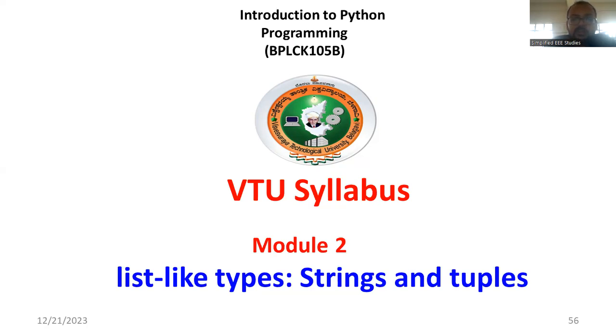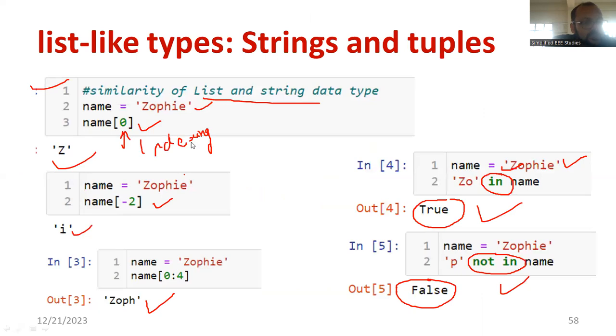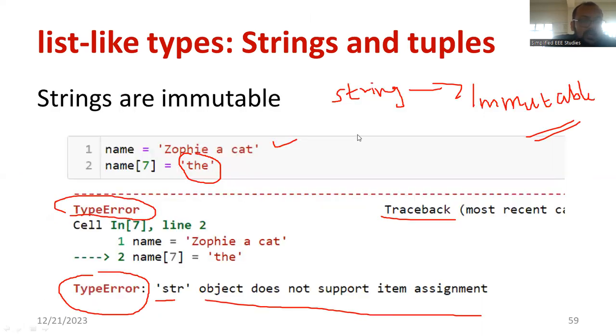So what are the differences between list, string, and tuple? Tuple is yet to be discussed, but I compared the list and string. List is mutable, whereas string is immutable. That means I cannot change any one of the elements in a string. If I try to change, you will be getting the type error. We compared the list and string in this session. You can go through that. The same operations can be applied to the string and list. But if I try to modify, I'll be getting a type error. That is one of the peculiarities which you are supposed to remember.